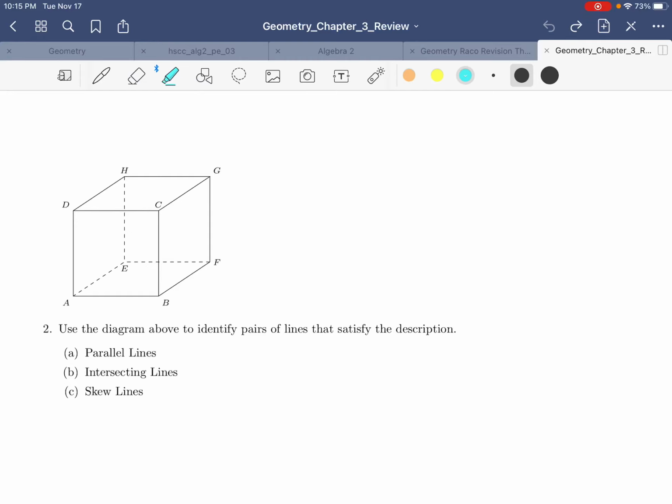All right, question number two. Use the diagram to identify pairs of lines that satisfy the description. Parallel lines, book definition: lines that are in the same plane but don't intersect. Sorry about that. My definition: lines that go in the same direction and don't intersect.